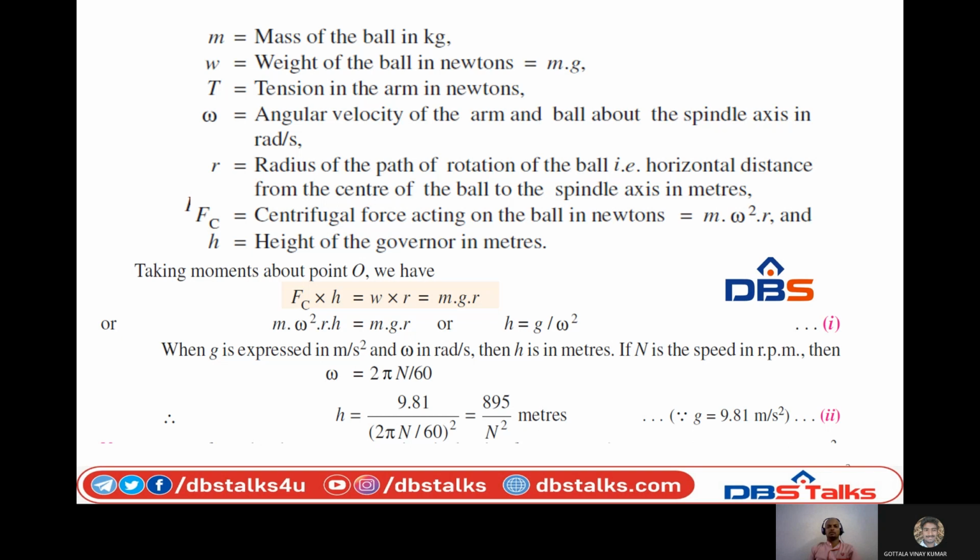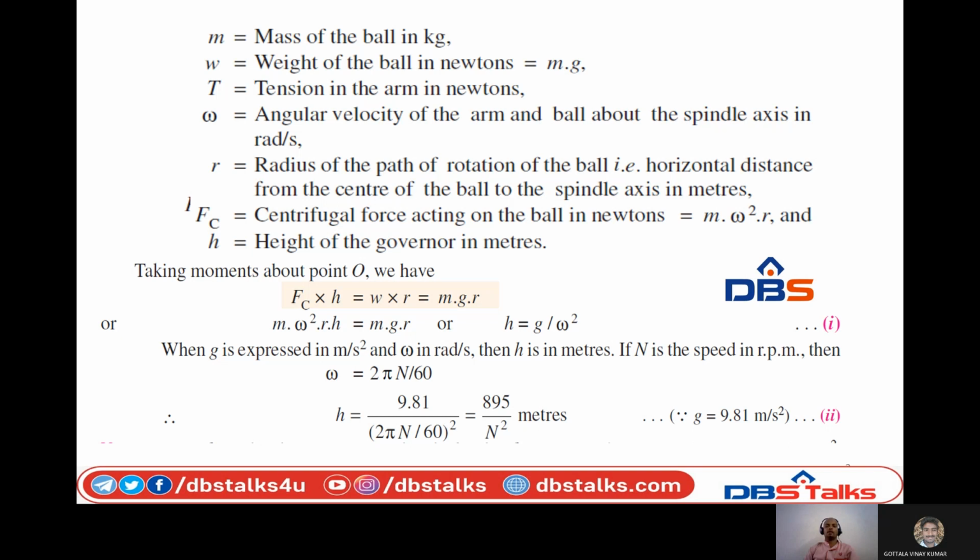Then Fc, the centrifugal force, is m omega square r, that is a basic formula. So you expand the equation: m omega square r into h equals m g r. Both the r and the m will be cancelled. So there is a relation that h equals g by omega square. This equation is enough, but we need a relation with respect to the speed of the governor, not the angular velocity.